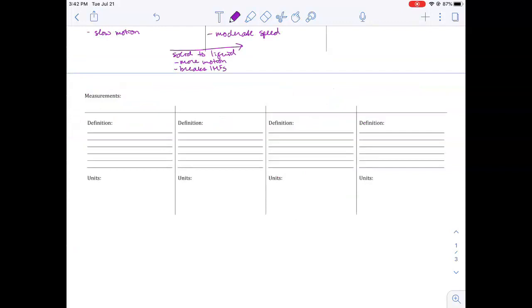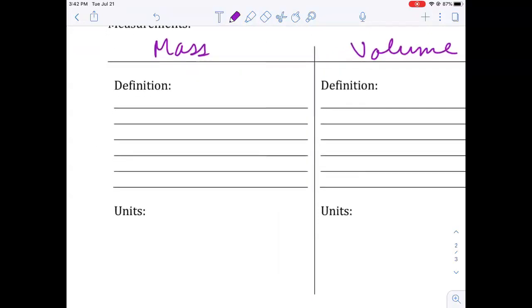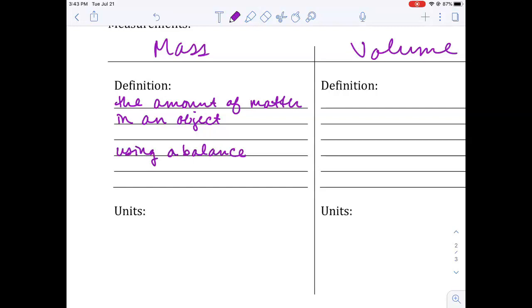So now we're going to look at our different measurements that we use for our states of matter. And we have 4 main measurements that we use. We use mass, volume, temperature, and pressure to measure our solids, liquids, and gases. So mass we can use for all 3 states. And mass is defined as the amount of matter in an object. We can measure mass using a balance when we are in lab.